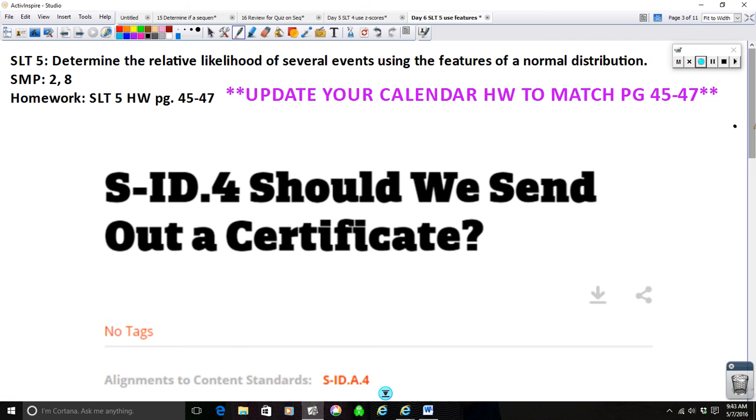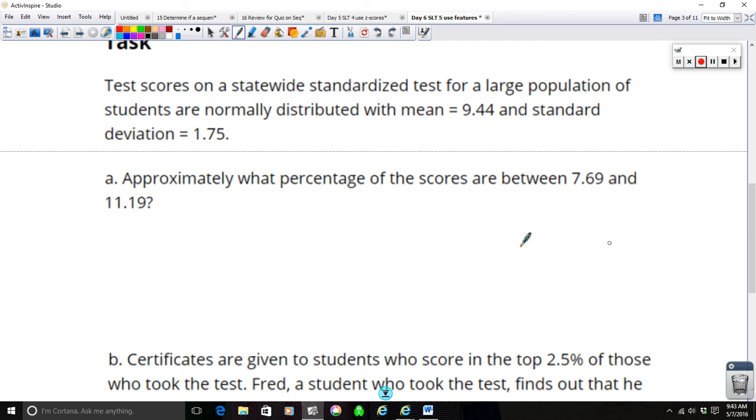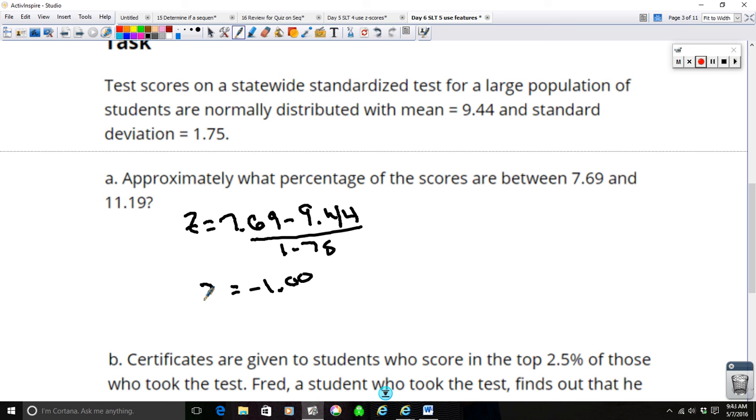Okay, we are back. What percentage of scores are between 7.69 and 11.1? So you have to find those z-scores. So 7.69 minus the mean, which is 9.44, over 1.75. And that gives you a z-score of negative 1.00. Other one, 11.19 minus 9.44 over 1.75 gives you a z-score of 1.